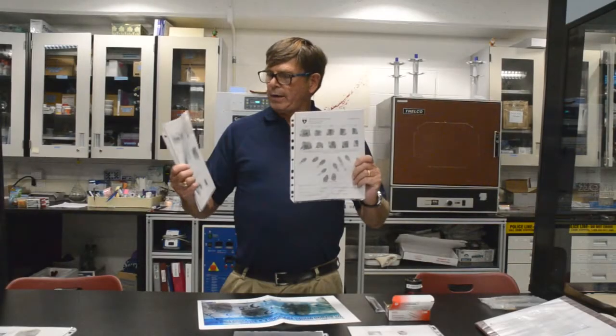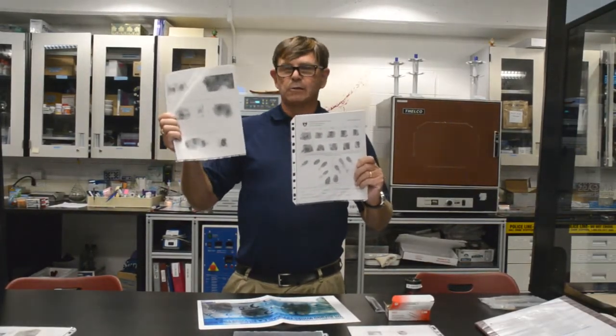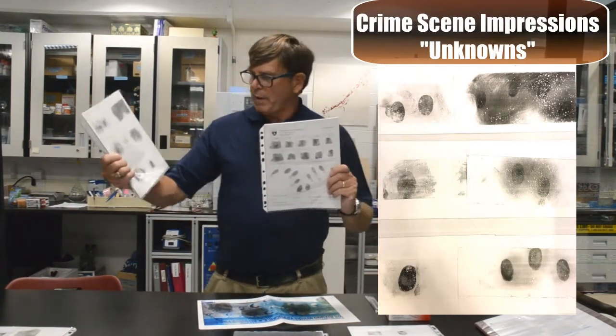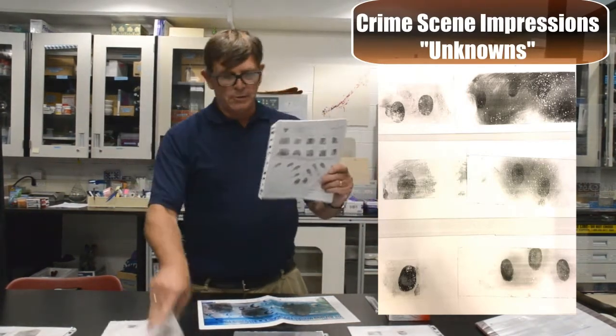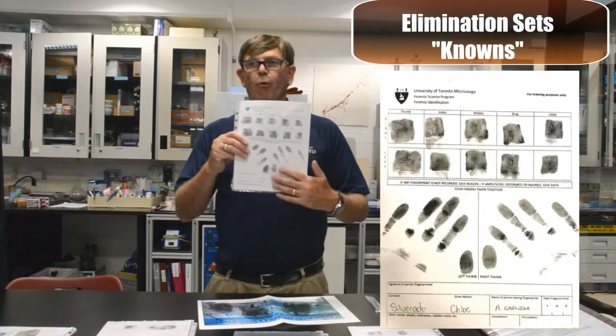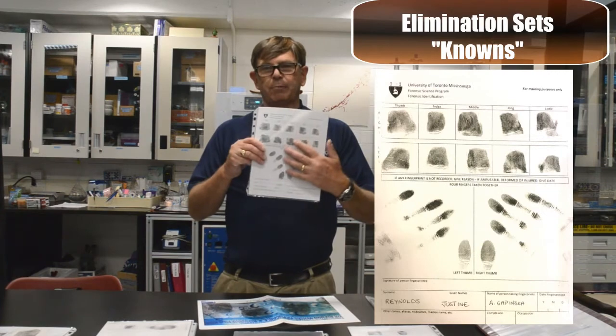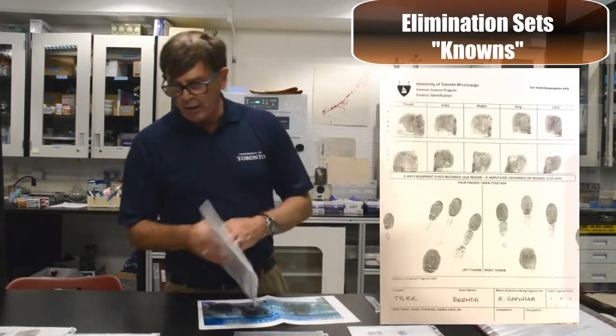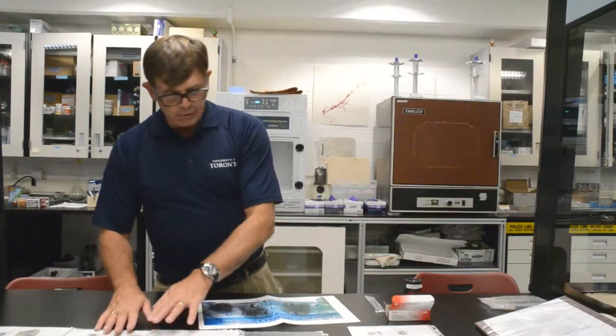You're going to be provided with a sheet that has 6 crime scene fingerprint impressions on it. Some of them may be single digits, others might be clusters. You're also going to get a selection of 4 of the exemplars, obviously with 10 digits on each one, to do your comparisons to.